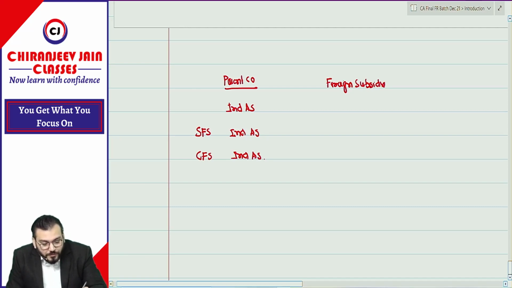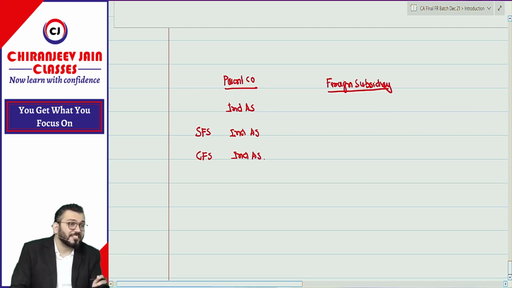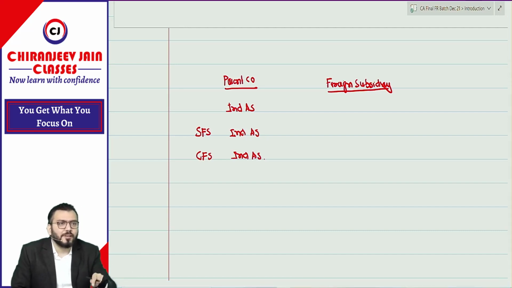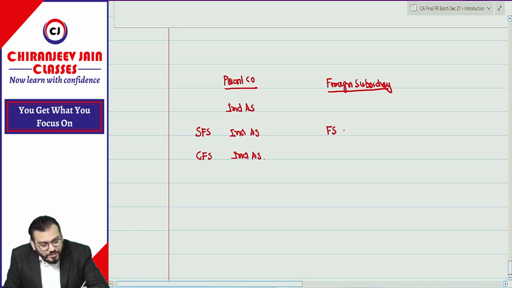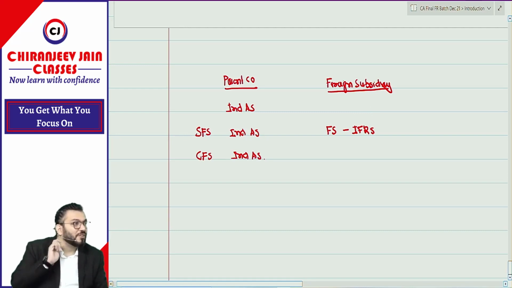Now for the foreign subsidiary, suppose this is a company in the UK. Then their financial statement will be based on International Accounting Standards or IFRS, we can say, meaning they are preparing their individual financial statement. I can mention it as their own financial statement. They are preparing their own financial statement based on IFRS, because of course for them the Companies Act 2013 is not applicable, correct?